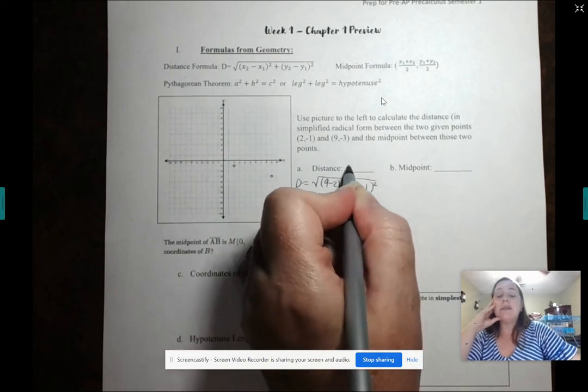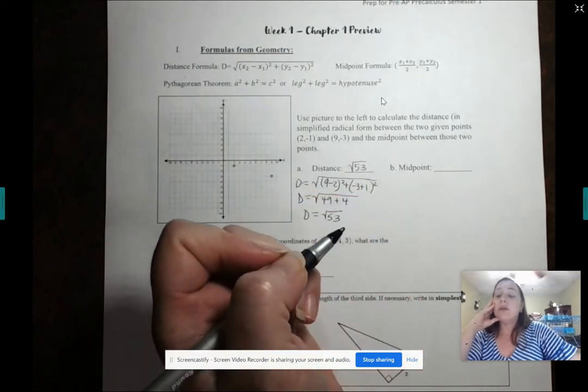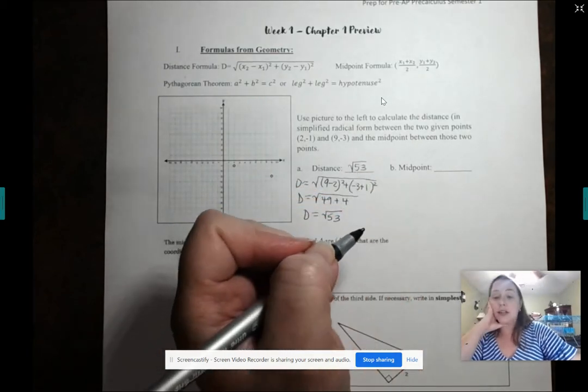If it could be simplified, you should do that. 53 is not a simplifiable radical, so you would type this in as your answer.